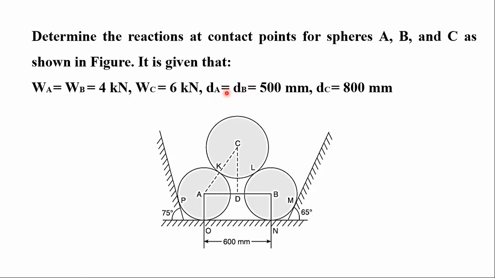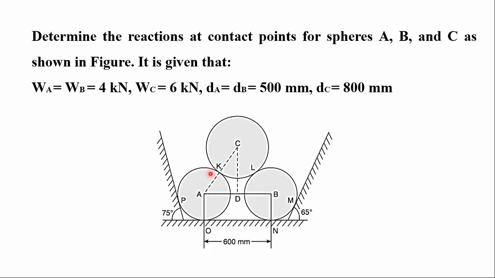Next, diameter of A and B is 500 mm. C is 800 mm. If you see the inclined surfaces, one is inclined at an angle of 75 degrees, the other is inclined at an angle of 65 degrees. Distance between A and B is 600 mm. The question asked is: determine the reaction at contact points. Wherever it is having contact, there the reaction develops, that has to be calculated.